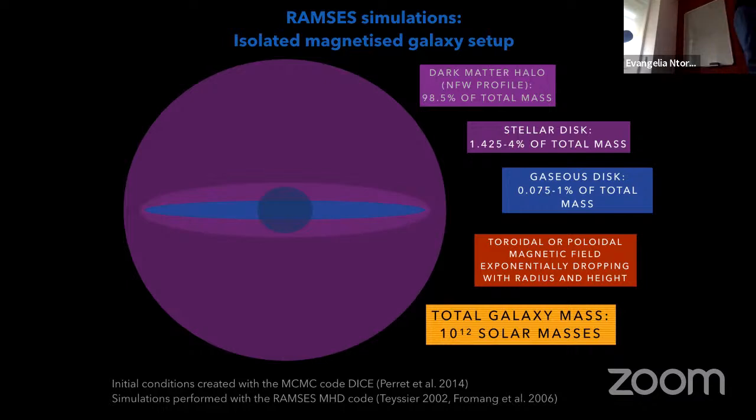And then on this, we have a toroidal or poloidal magnetic field. Toroidal: circles parallel to the disk. Poloidal: sort of like a dipole, so you have donut-like lines going around this. And the magnetic field is set to be very strong at the center and exponentially dropping with height and with radial distance from the center in the disk.